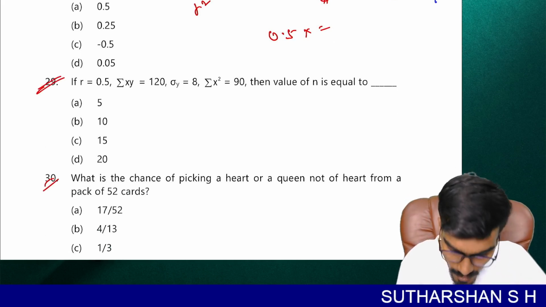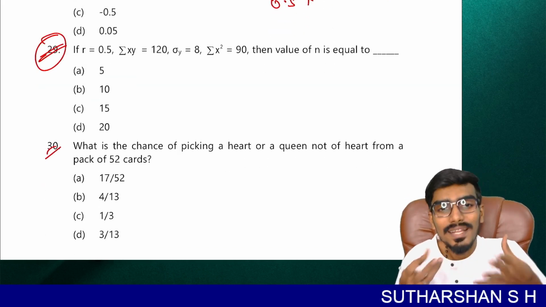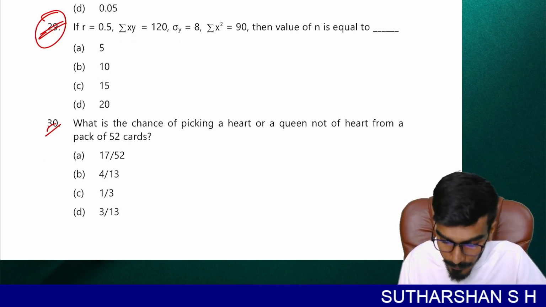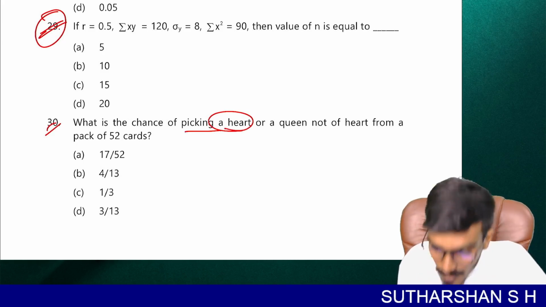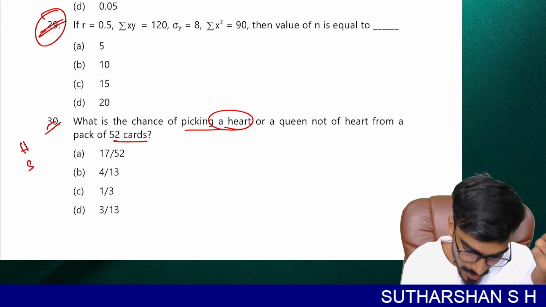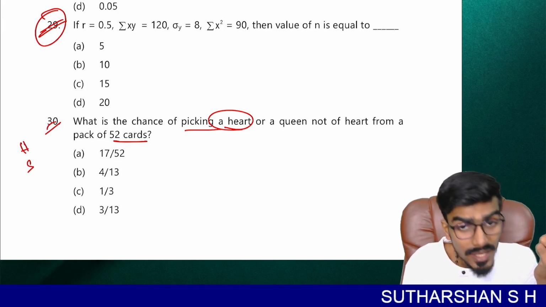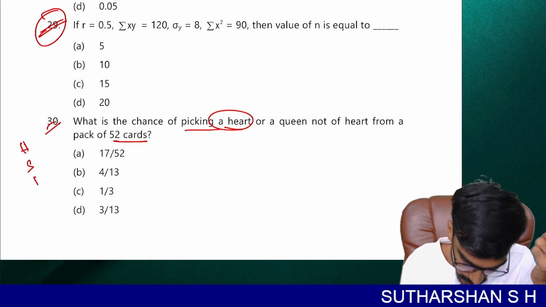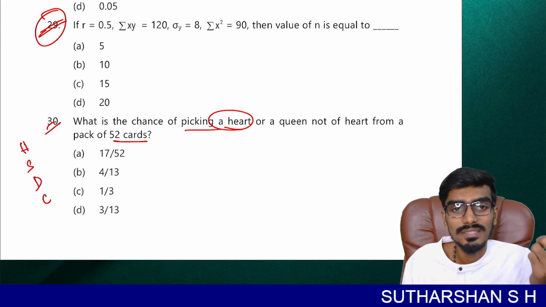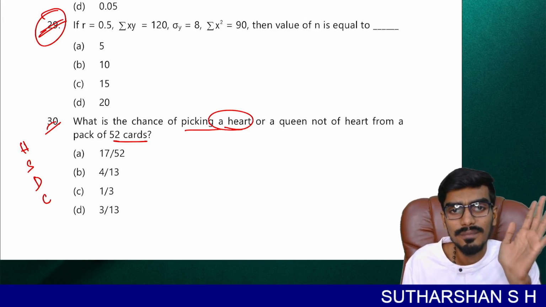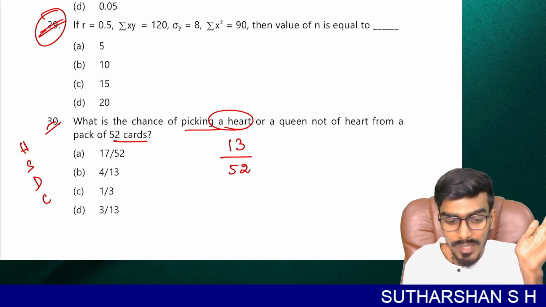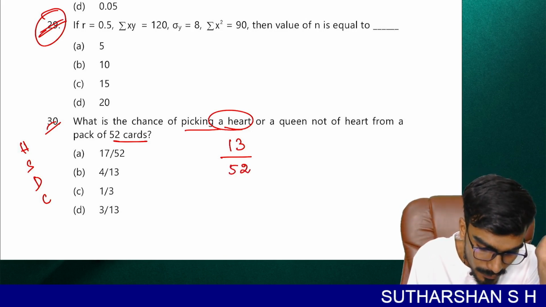Last two questions. Before going to 29, which is slightly lengthier, to make yourself comfortable, I will just try to complete question number 30. What is the chance of picking a heart from a card set? How many heart cards are there? There are heart, spade, diamond, and club. Heart cards are 13. How many cards are there in total? From 52 you are deriving 13.